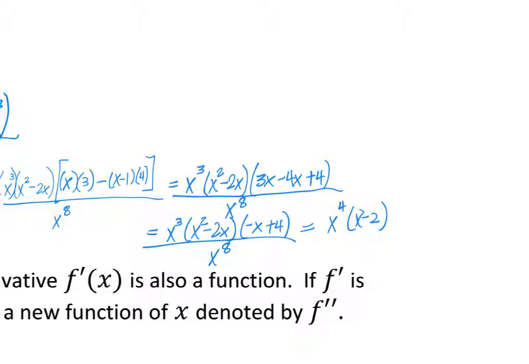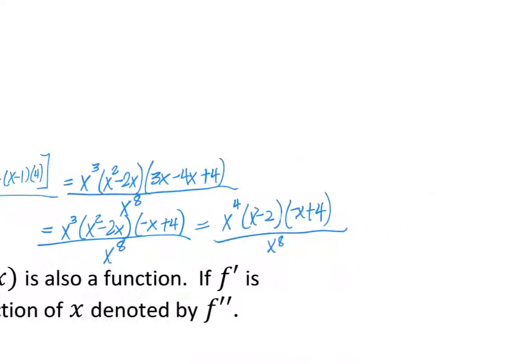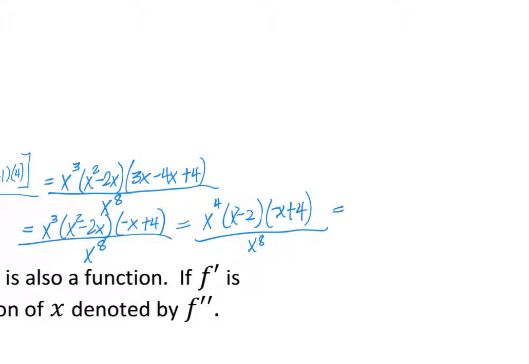times x minus 2 times negative x plus 4 all over x to the 8th. And that's going to clean up. The x to the 4th completely cancels. I'll be left with x minus 2 times negative x plus 4 over x to the 4th.